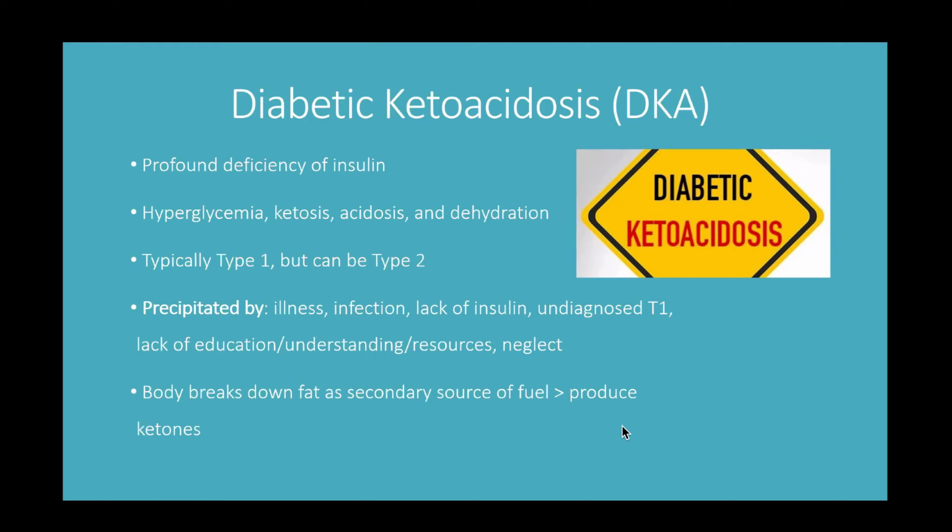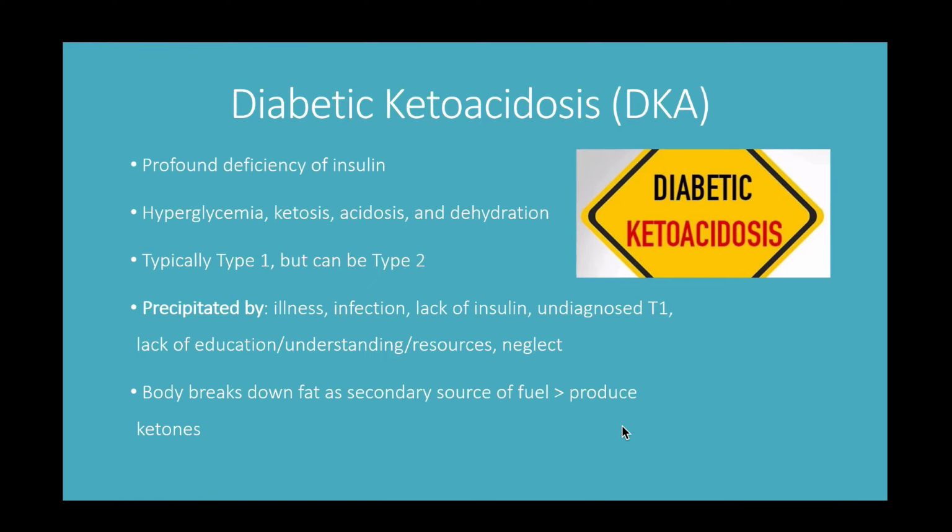So the body then begins to break down fat and protein. And when that happens, that produces ketones, which then changes the acidity level within the body, and it can be life-threatening. This is often how we diagnose type 1. They come in with a blood sugar that's high because we don't have insulin being able to use, and they have ketones in their urine.